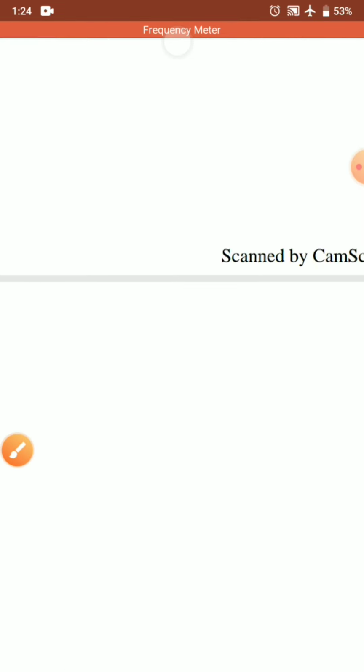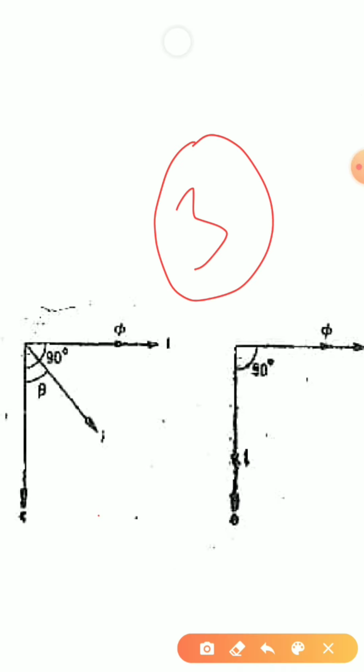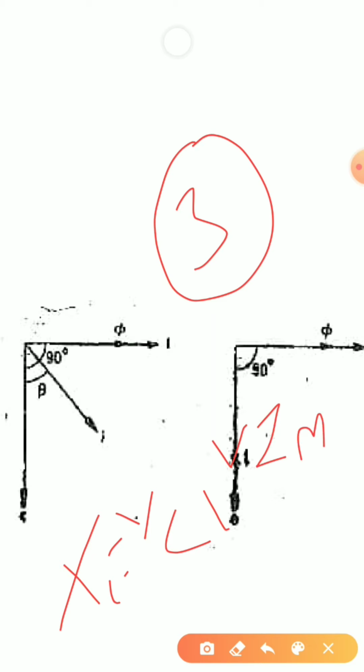From this I can clearly make out that the frequency value will be lower for the second case. Now in the third case, the inductive reactance component will equal the capacitive reactive component. As the phasor is not clear, this is IM and this is the value of E.